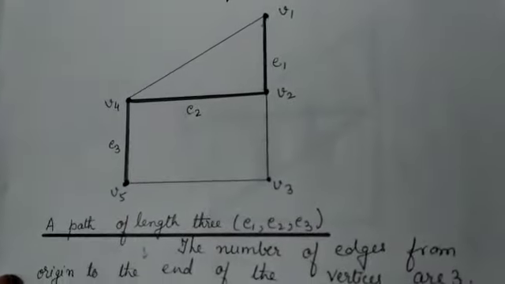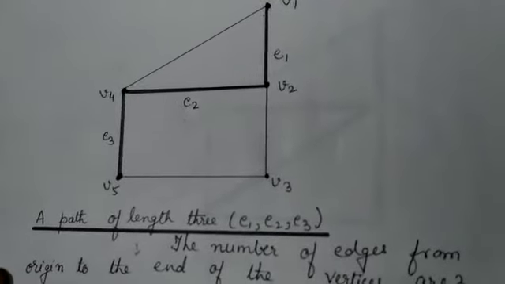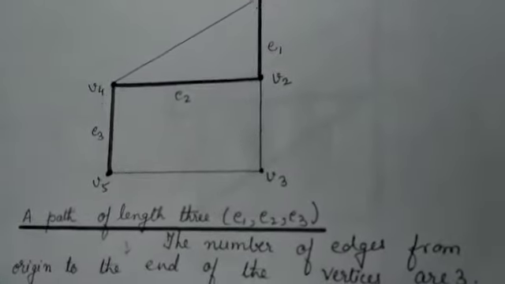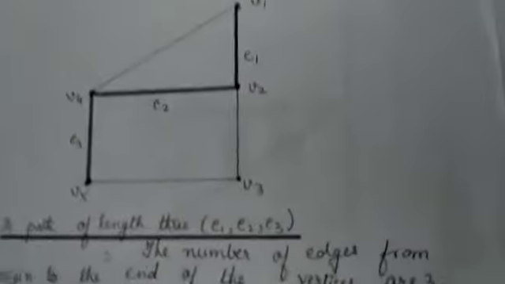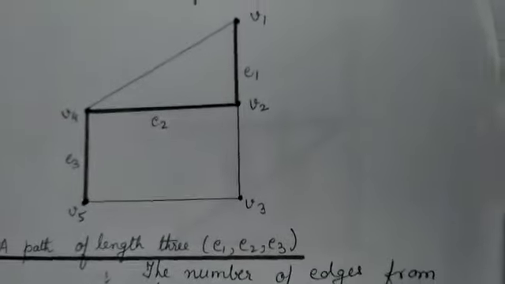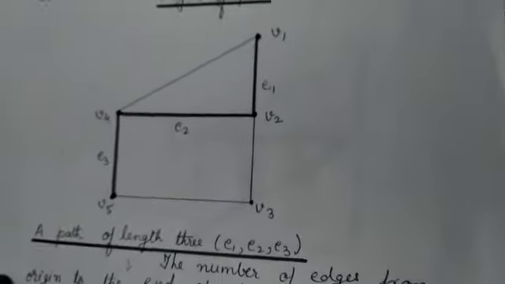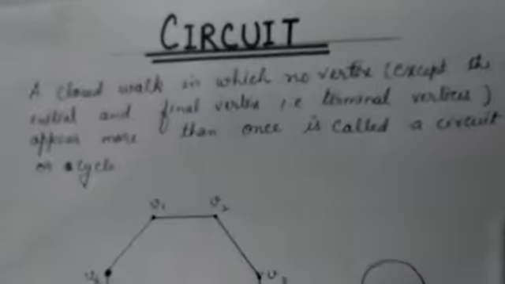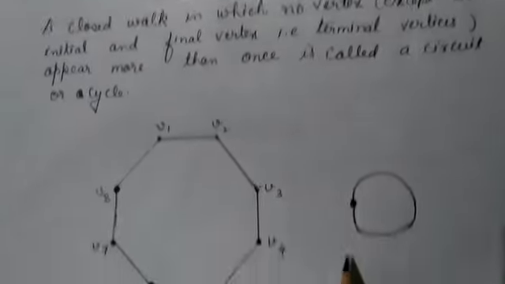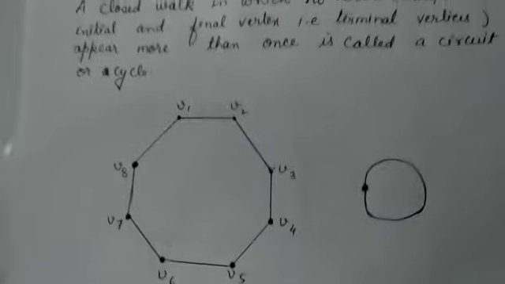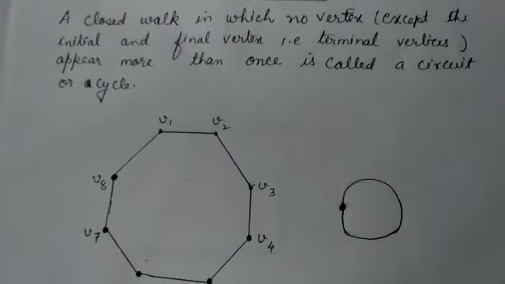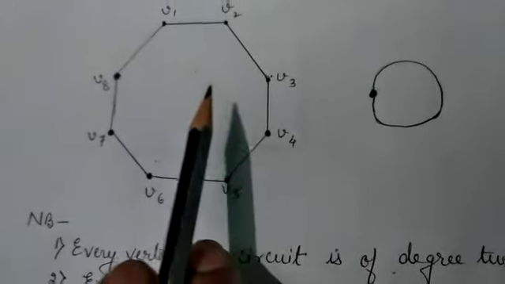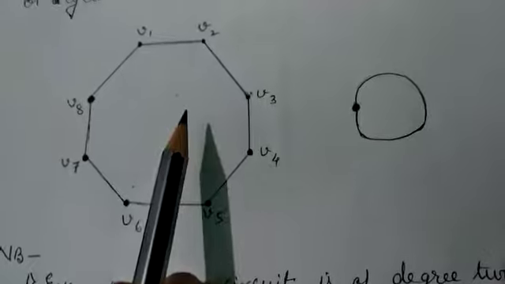If no vertex appears more than once in an open walk, then it is called a path. So this is the definition of a path, and the number of edges in the path is called the length of the path. Next is circuit, as you can see in the diagram here. A closed walk in which no vertex appears more than once is called a circuit or sometimes a cycle.